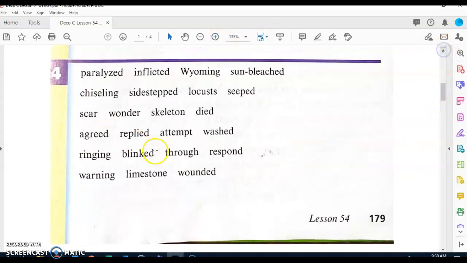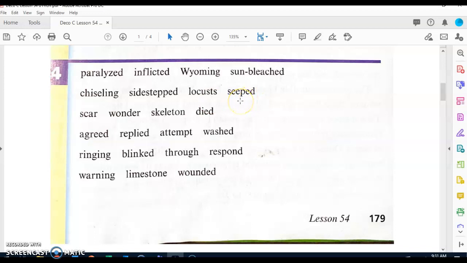Let's go ahead and look at part number 4. Pay close attention to the words that I am about to read. First word. What word? Paralyzed. Next word. What word? Inflicted. Next word. What word? Wyoming. Next word. What word? Sun-bleached. Next word. What word? Chiseling. Next word. What word? Sidestepped.